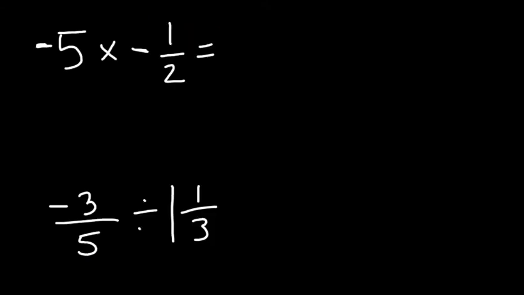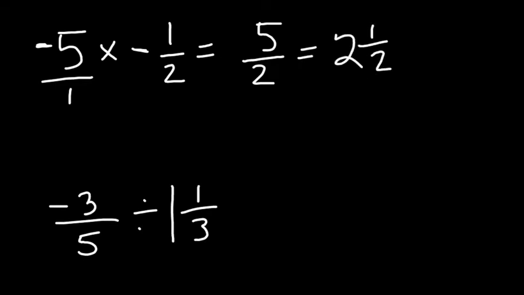For example, in the first problem, we have -5 times -1/2. Already decide at the beginning, will the answer be negative or positive? Well, a negative times a negative is a positive, so the answer is positive. Then put 5 over 1 because it's a whole number. Then top times top, that's going to give me 5 over 2, which is 2 1/2.